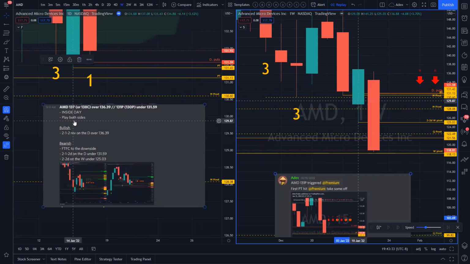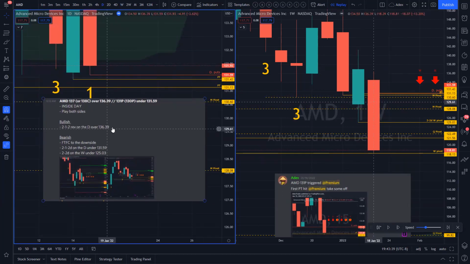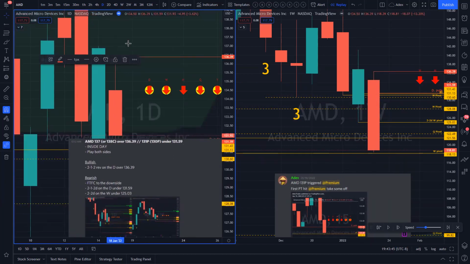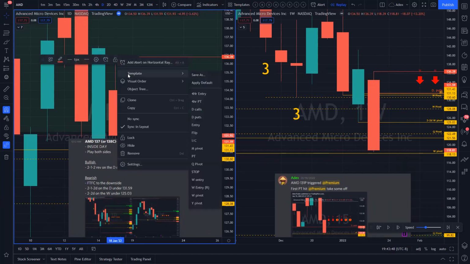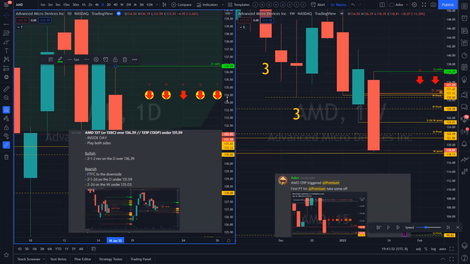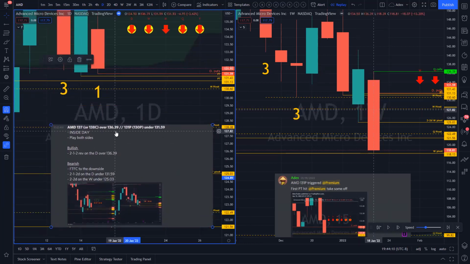AMD inside day, play both sides. Bullish, it will be a 212 rev on the day over 136.39. If I draw my entry for the daily puts and daily calls, because we play both sides, right? We obviously have one side that is most likely to occur because we have full time frame continuation on our side, but we really are not supposed to have a bias. So I have both triggers: AMD 137 calls over 136, and then the 131 puts under 131.59.